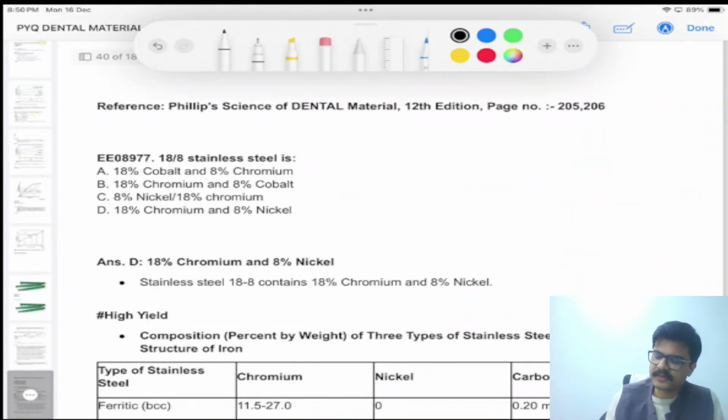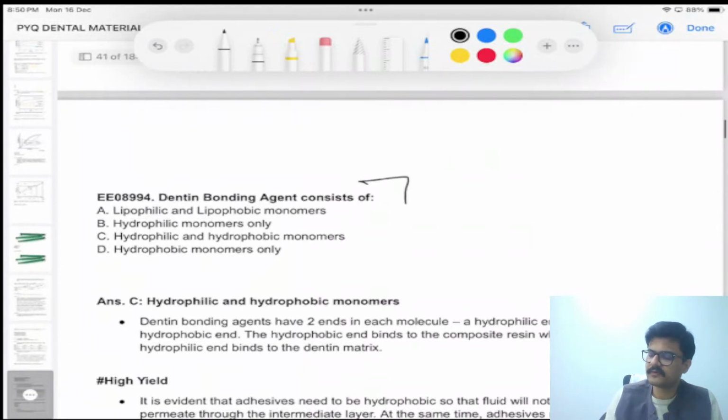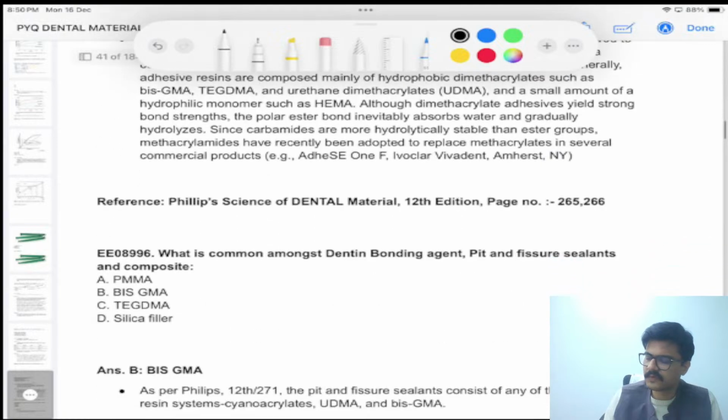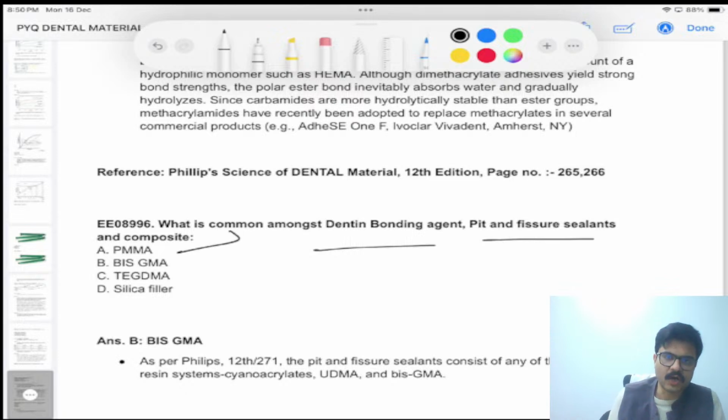18-8 stainless steel represents 18% chromium, 8% nickel, right? That's straight from the book. Dentin bonding agent, of course, consists of both hydrophilic and hydrophobic components. That's straightforward. What is common between dentin bonding agent, pit and fissure sealant, composite? Basically, bisGMA. Of course, TEGDMA is also common, but bisGMA is a better answer, right?